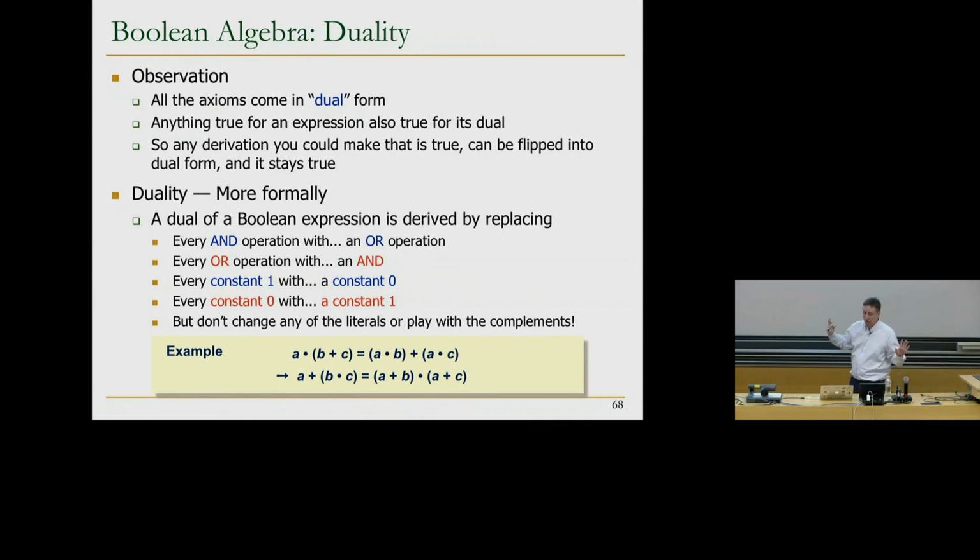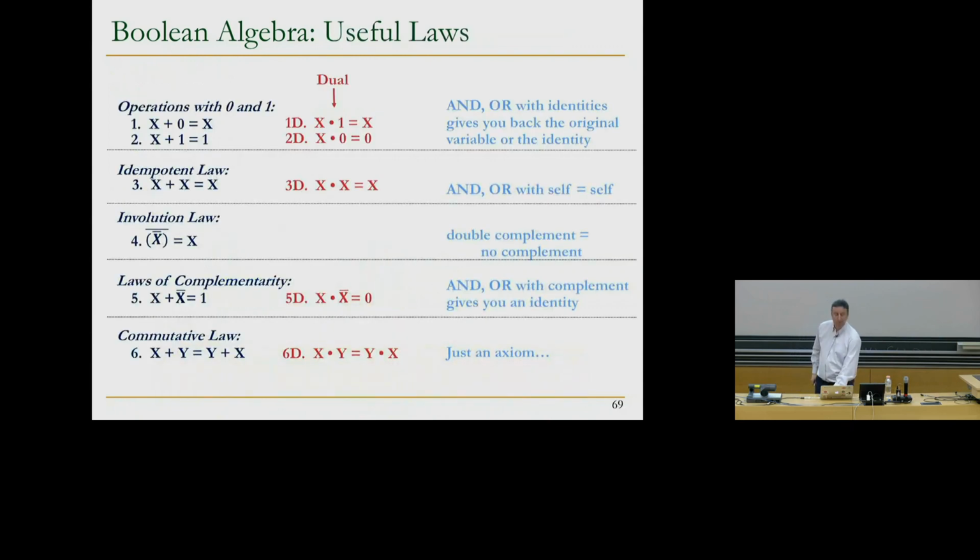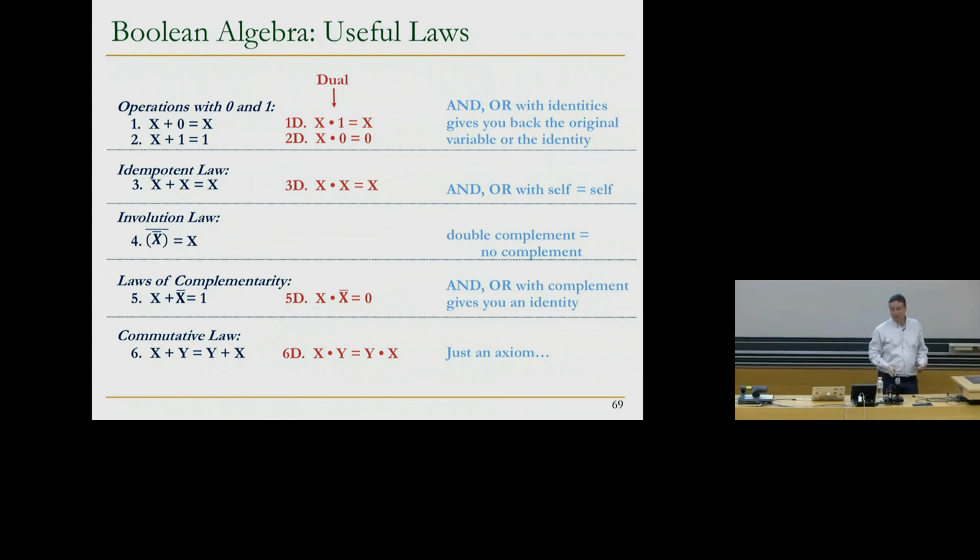So the next in your slides, I mean, we are almost running out of time, so I'll just show you a few. So this is the first law, and this is the dual law. So you see x plus 0 is x. The dual of it is x and 1, where 0 is replaced by 1. The result is still x.